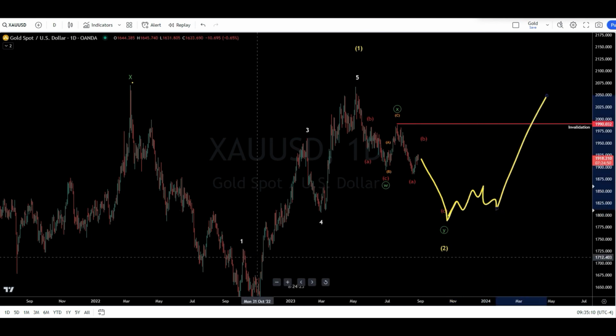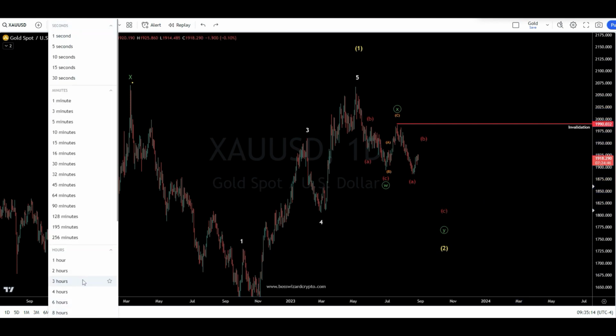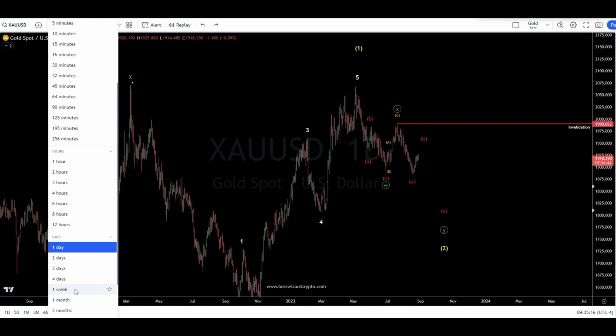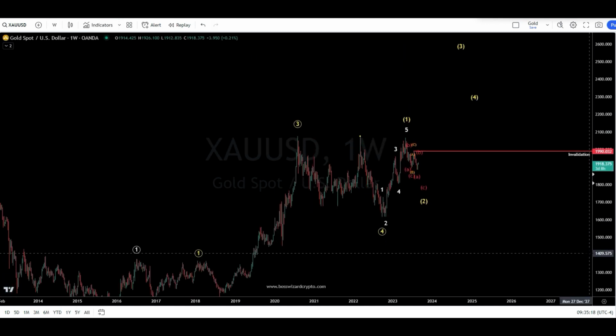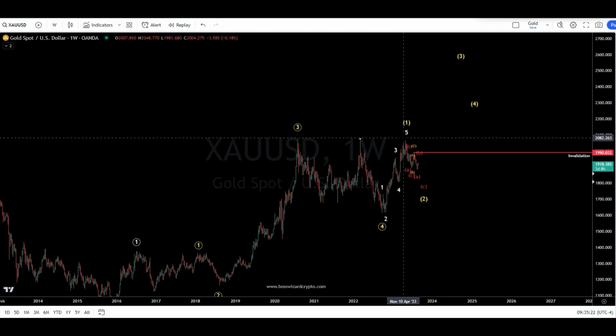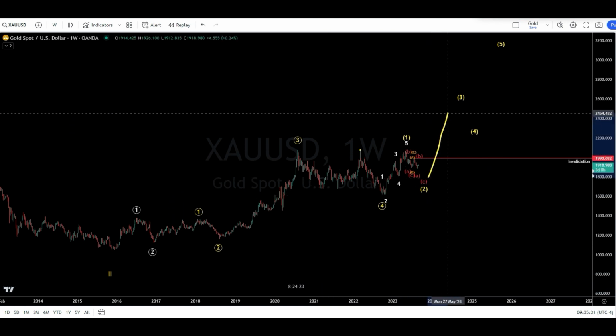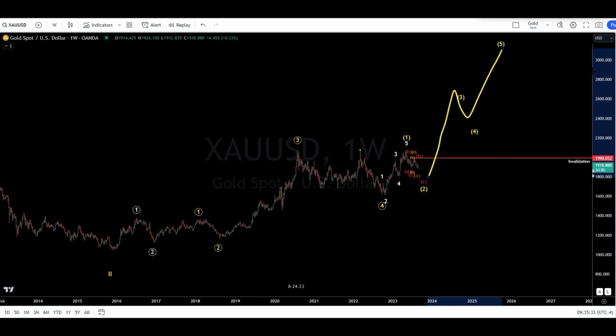But if we go bigger, and why I'm interested in gold. All right, here's my labeling right now. This is just the first wave of 5 that should push, and you would get to buy somewhere around here, should push us to near $3,000 an ounce. Is it going to get there? I don't know. It could be 2,800, could be 3,200.